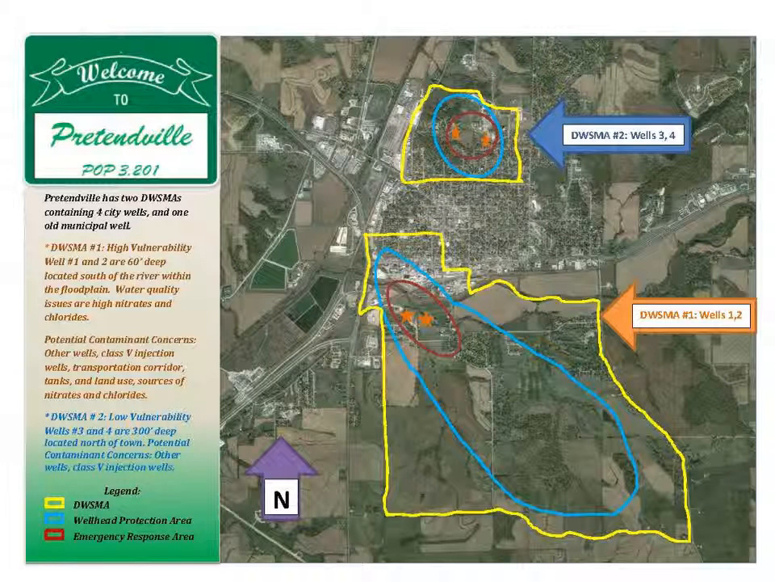So once upon a time, there was a community named Pretendville. Pretendville is a charming community with a population of a little over 3,000 residents. There are 2 well fields. The city has 2 older wells that are 60 feet deep and are located in the southern part of town. There is a stream that runs near the wells, and these wells are highly vulnerable. They have high nitrates and chlorides, which indicate that there is a surface water influence to the wells. The stream flows from the west, near the lagoons, toward the wells.